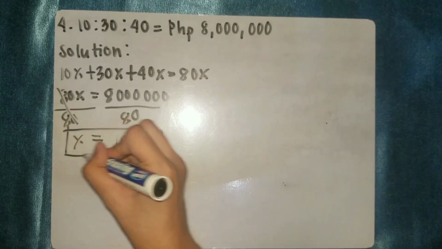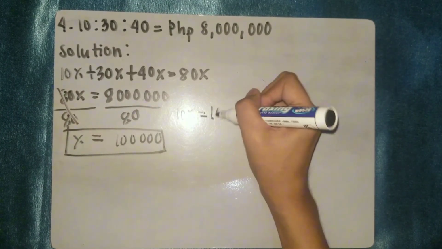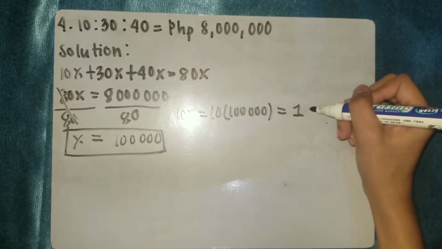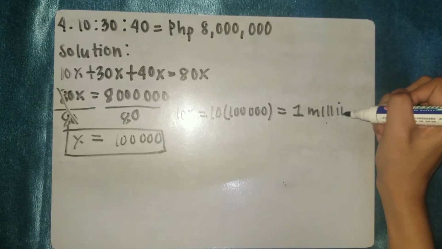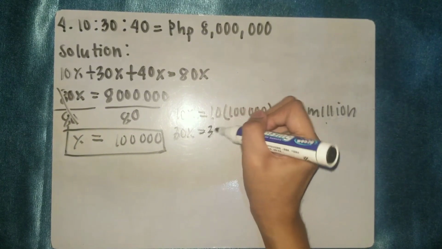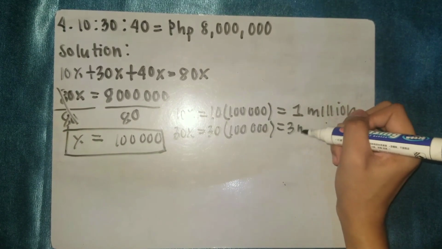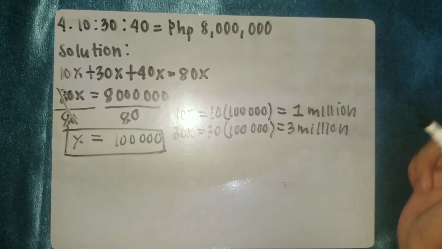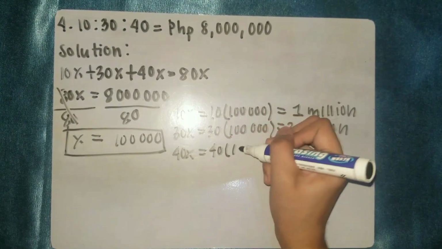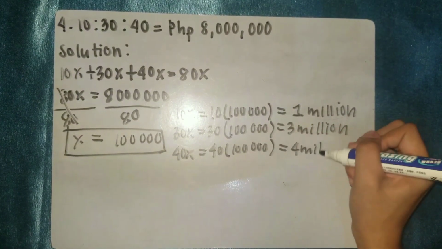So ito yung value ng ating x. Then this 10 equal 10 times 100,000 equal 1 million. Then this 30 equal 30 times 100,000 equal 3 million. And this 40 equal 40 times 100,000 equal 4 million.